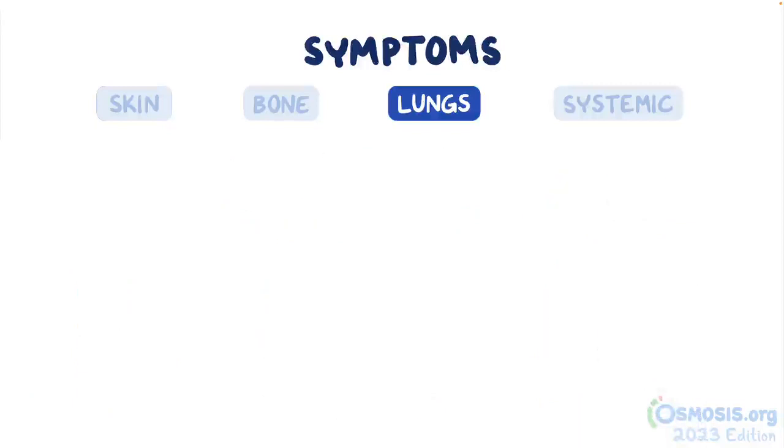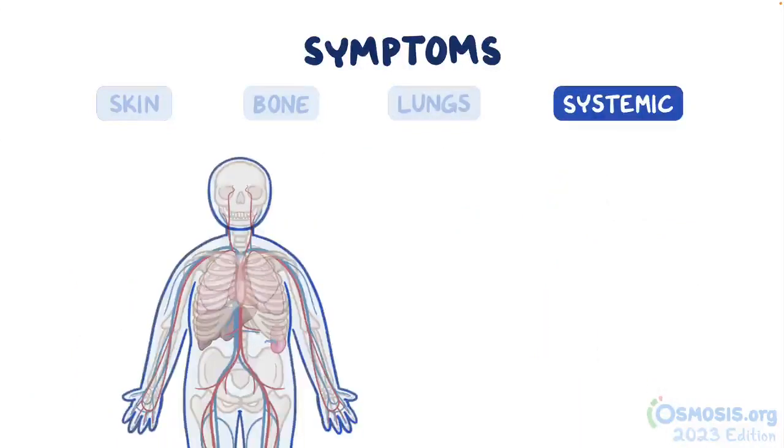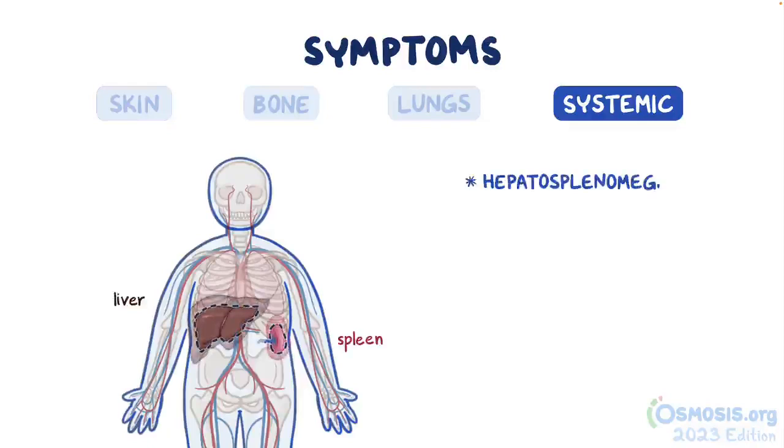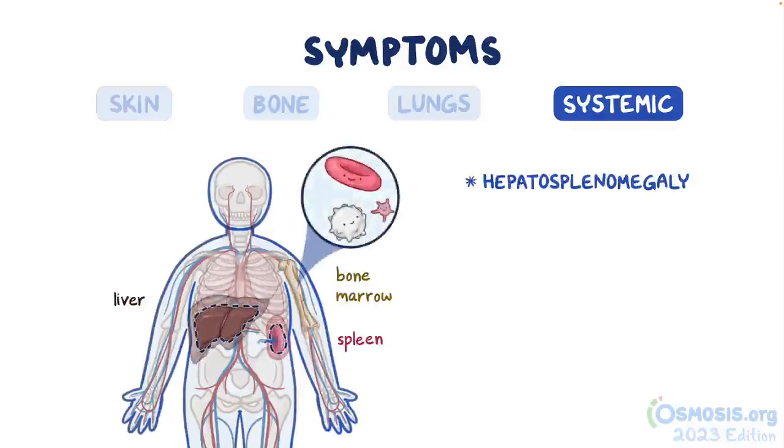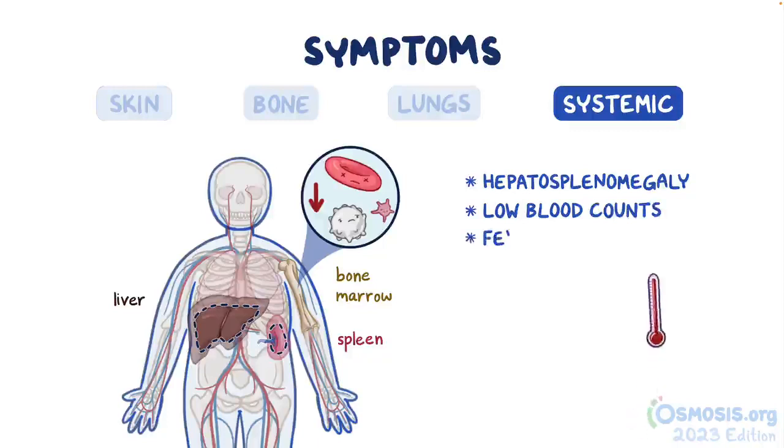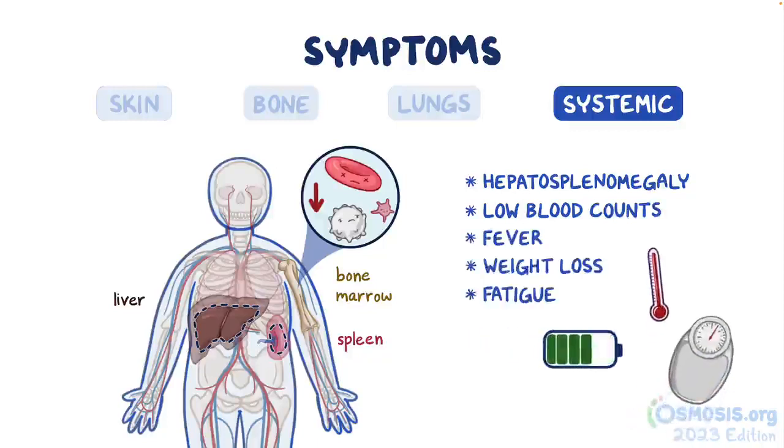Lastly, in cases of multisystem disease, Langerhans cells may accumulate in the liver or spleen, leading to hepatosplenomegaly, as well as in the bone marrow, where they can crowd healthy blood-forming cells resulting in low blood counts. Individuals may also experience nonspecific symptoms such as fever, weight loss, and fatigue.